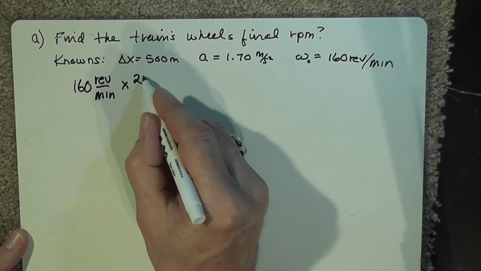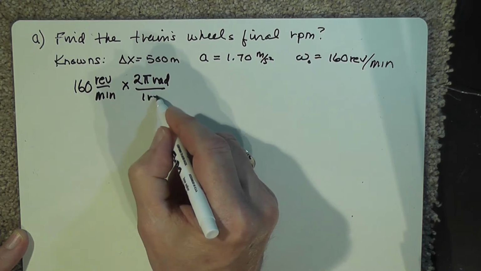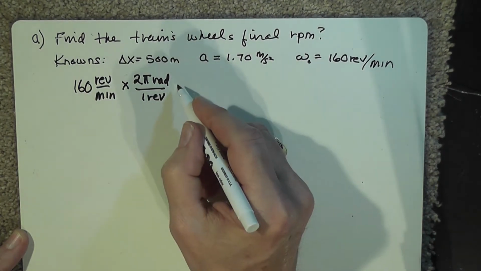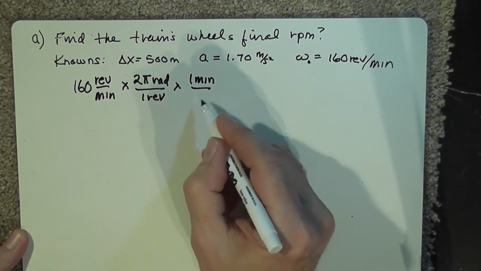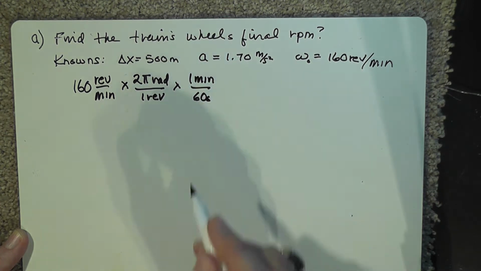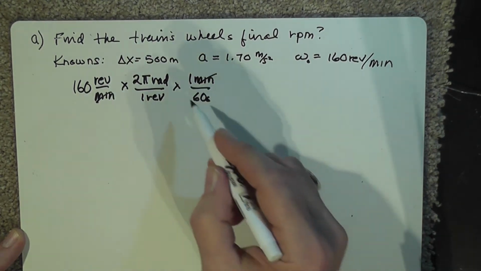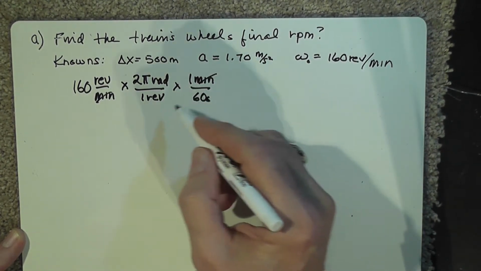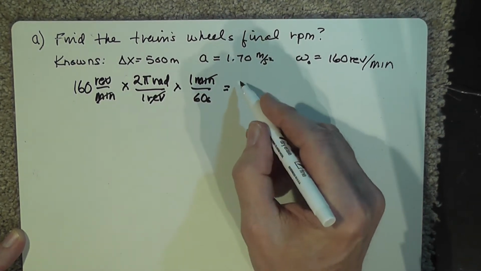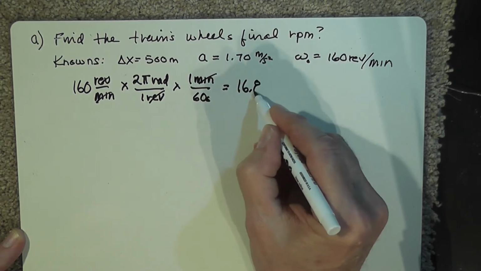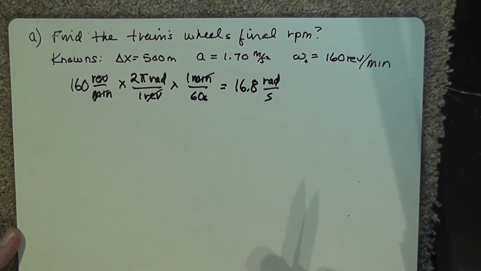And we're going to do our conversion. 2 pi rad is equal to 1 revolution. That'll get rid of the revolution. And then times 1 minute over 60 seconds. Okay, so the minutes will cancel out, and the revolutions will cancel out, and we get an answer of 16.8 rad per second. Okay, so that's a good start.